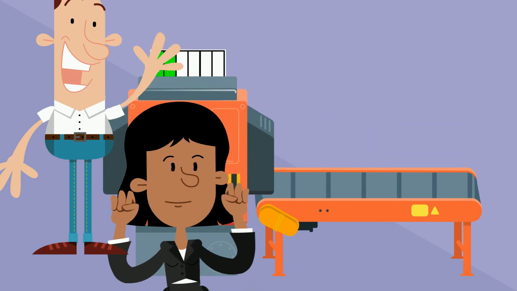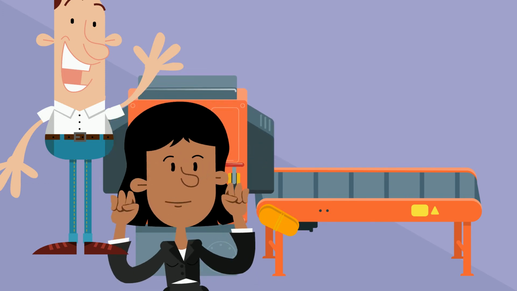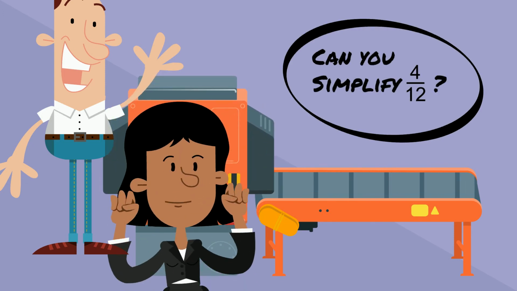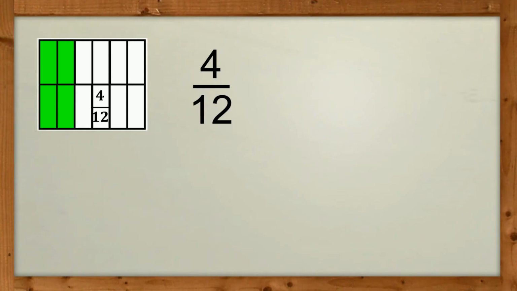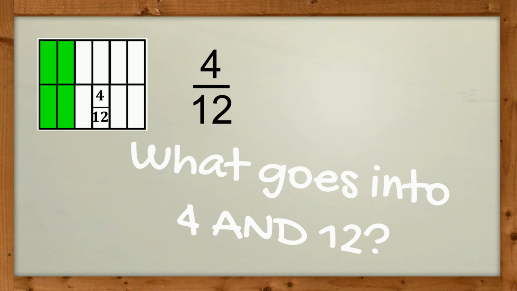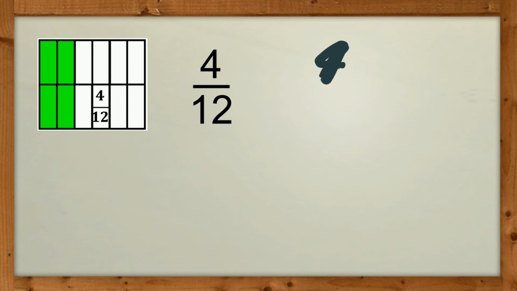Just one more fraction package to go. Fred puts 4/12 in the simplifying machine. Look at 4/12. Ask yourself, what goes into 4 and 12? 2? Yes, but is that all? 3? No, 3 won't work. How about 4? Yes, 4 will work. Since 4 is the largest factor, divide by 4.